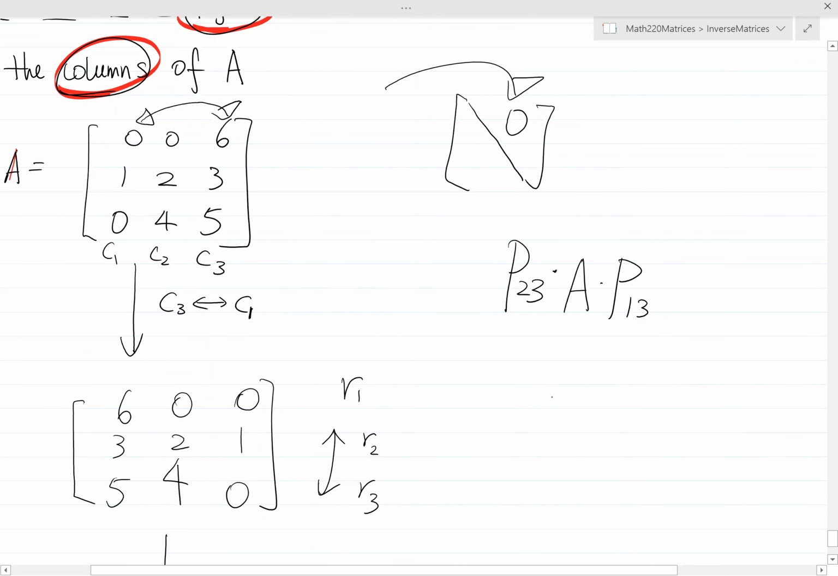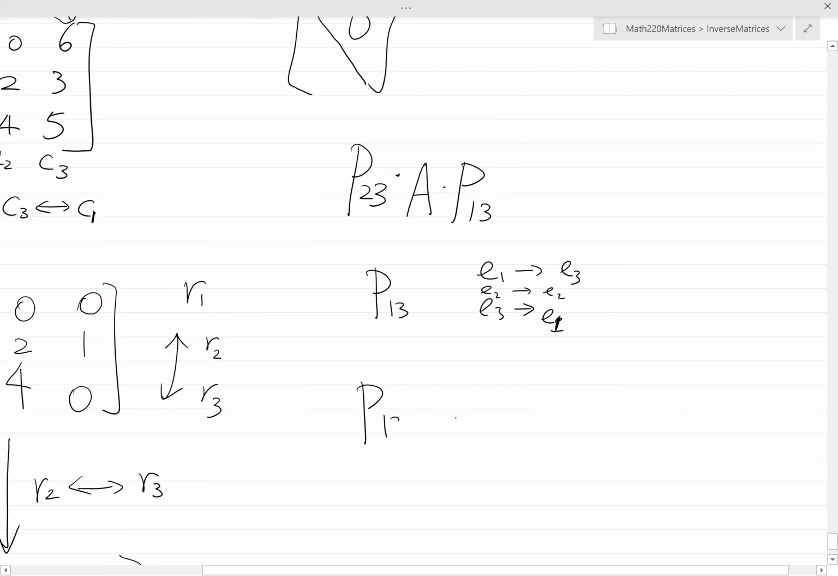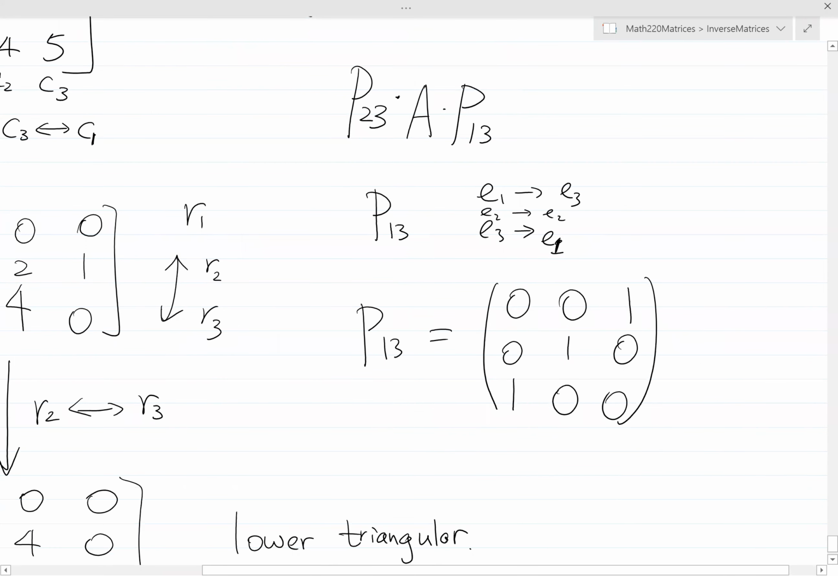What does P13 do? P13 sends E1 to E3, E2 to E2, and E3 to E1. So you can write P13 as follows: the image of E1 is E3, which is 0, 0, 1. The image of E2 is E2, which is 0, 1, 0. The image of E3 is E1, which is 1, 0, 0. Okay. So this is P13. It switches 1 with 3.